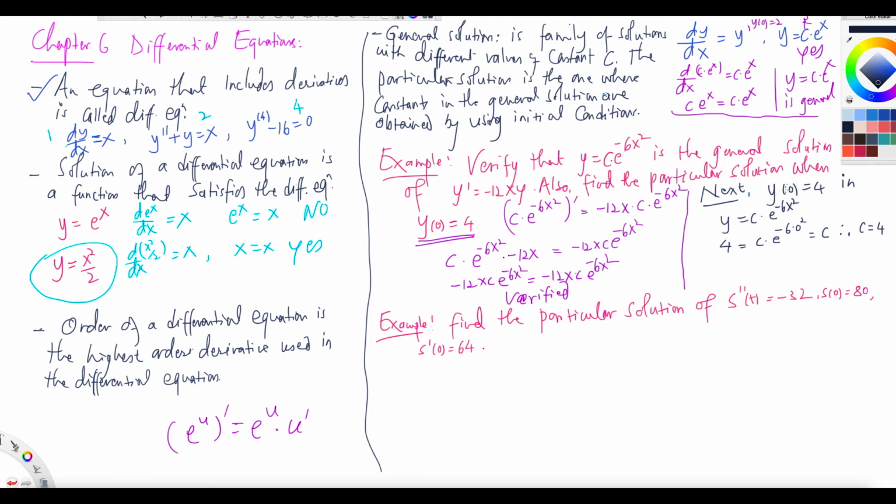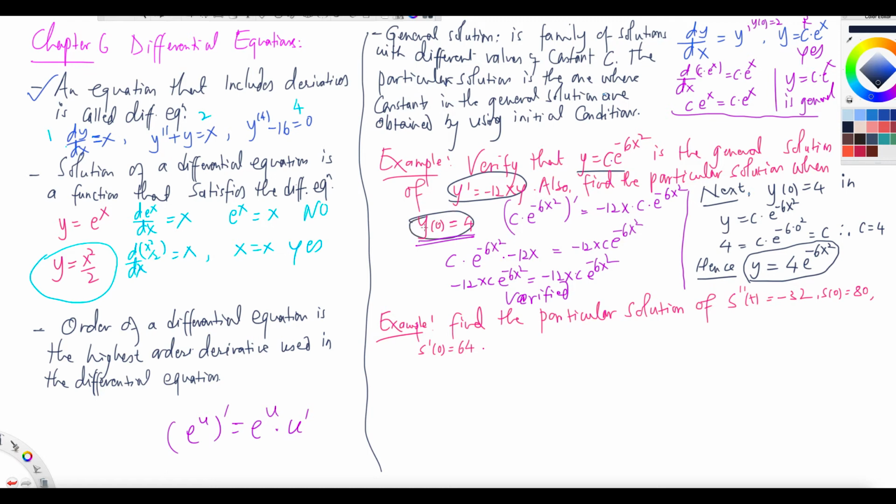Initial condition means the condition given for x equal to a certain value. Here we have the condition that when x equals 0, y is 4. It could be any other value, right? So what is the particular solution then? Hence y equals, we got c is 4, and then e to the negative 6x squared. So that is the particular solution for this equation with this initial condition.